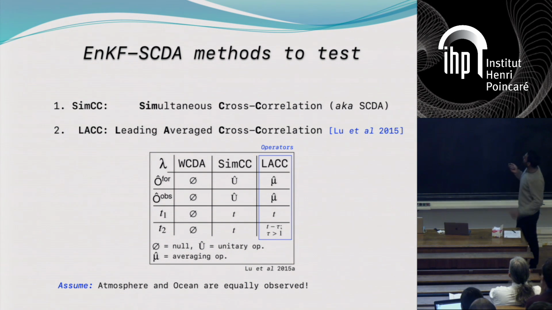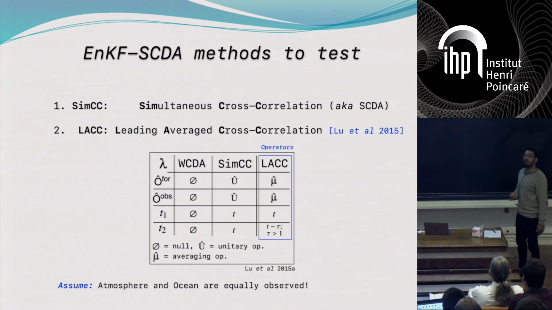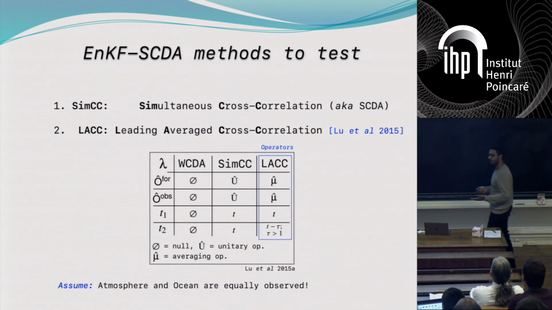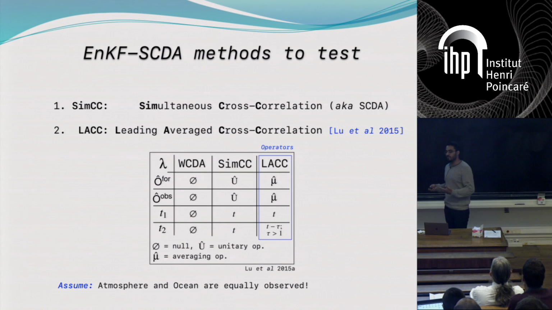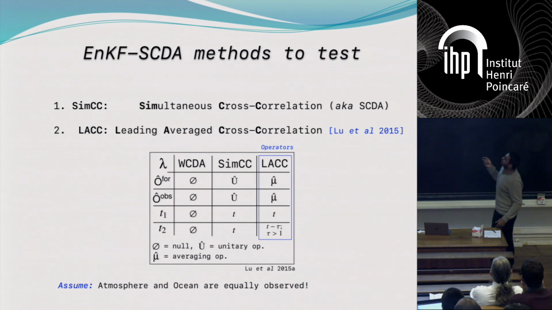Here I've taken motivation from the papers by Lieu et al. in 2015, papers A and B, where they first proposed something called the leading average cross correlation. This is designed to take advantage of the fact that at any time t, my state in the ocean is dependent on the state in the atmosphere in the past. So usually, we want to assimilate data not at the current time in both subcomponents, but move in time and figure out what data is most relevant at what time.